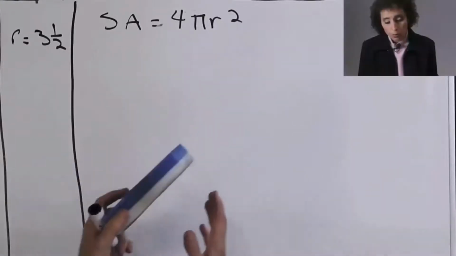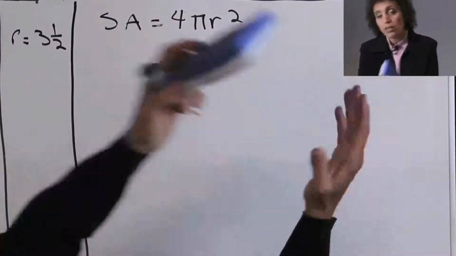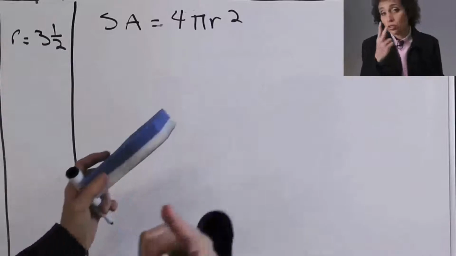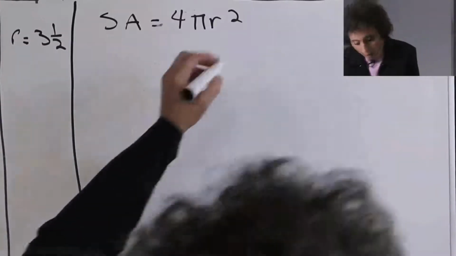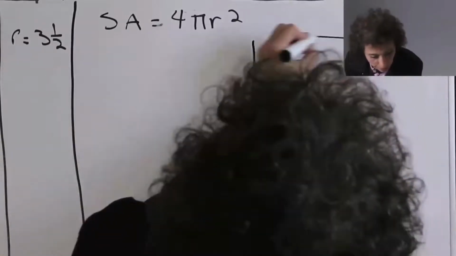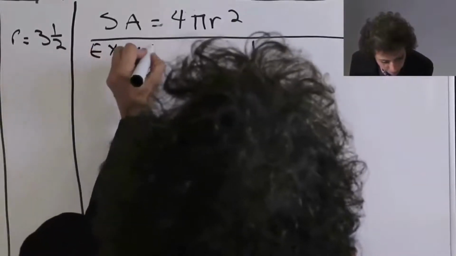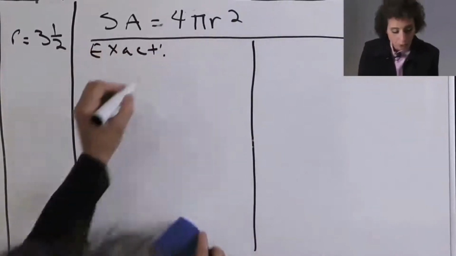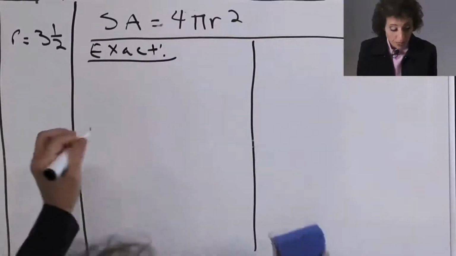Okay, remember this problem with the soccer ball? We found the volume. Now we have to find the surface area. We have to do it 2 ways. First the exact, and then the non-exact approximation. Okay? Here we go. We're going to go exact first. Exact means I cannot use 3.14 or 22/7 for pi.